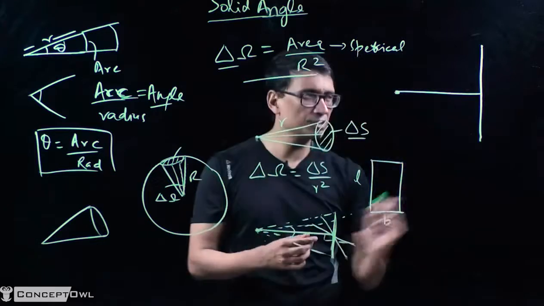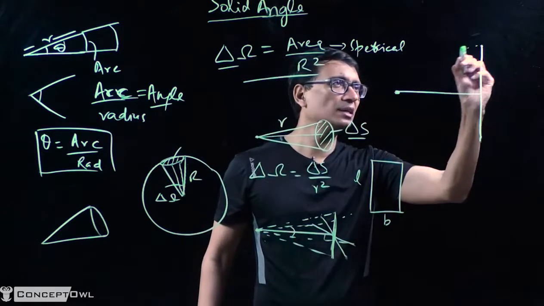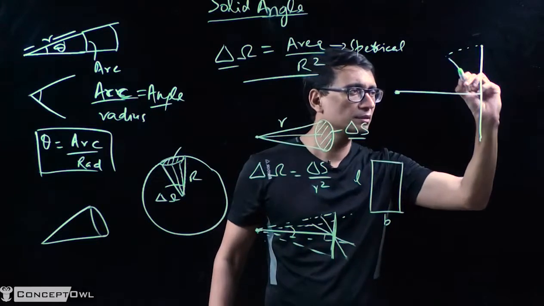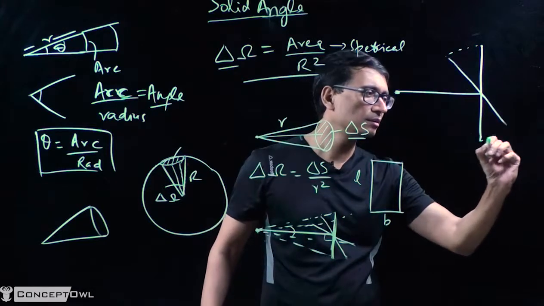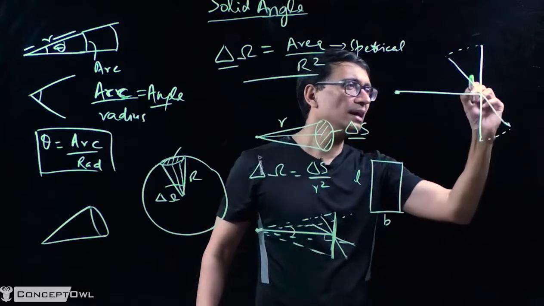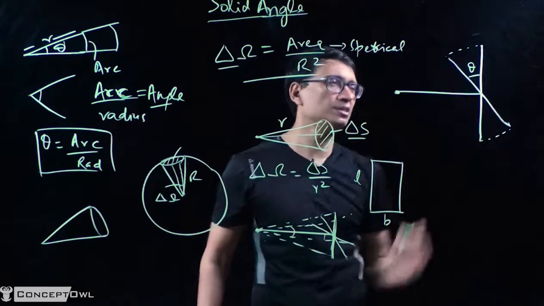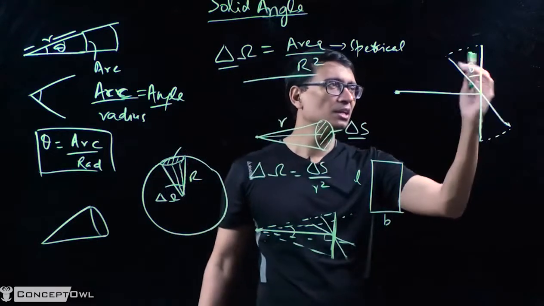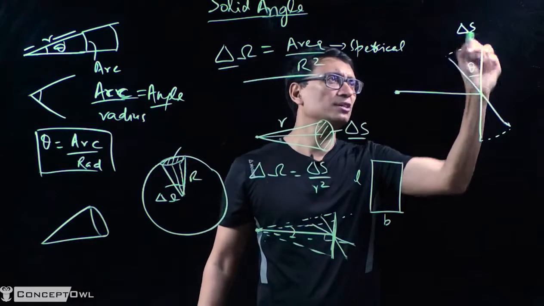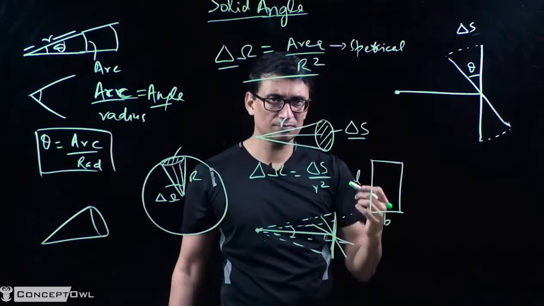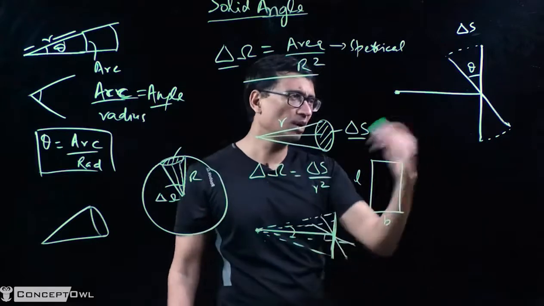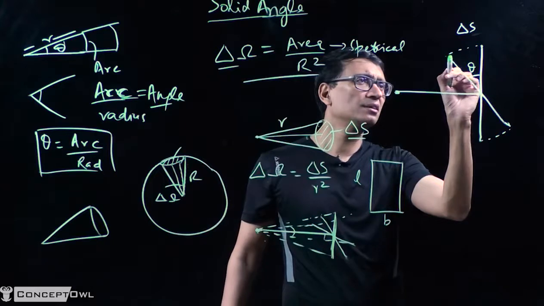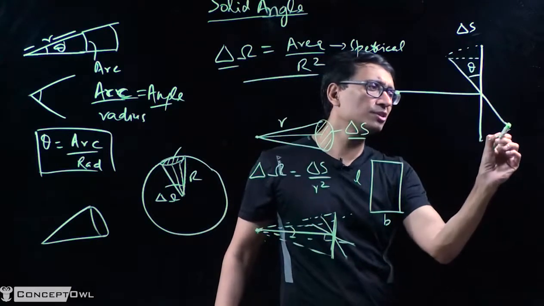Now what I do is I bend it at an angle, and this angle is theta. Now what will be the solid angle? Earlier, if this was delta S, the solid angle would have been delta S by r square. Now I need to take the projection of this on this.